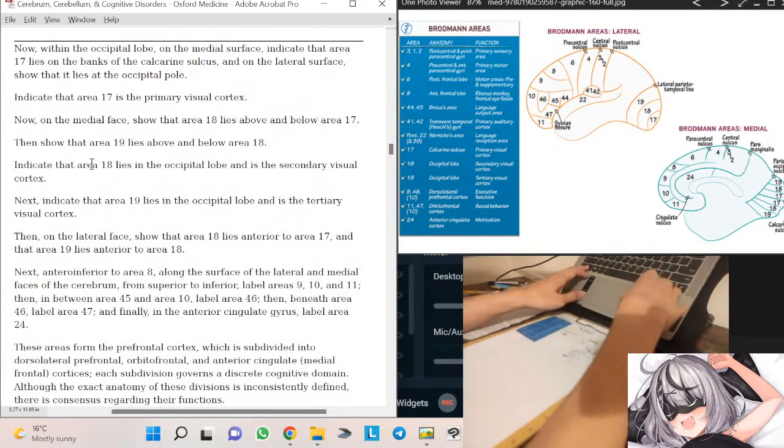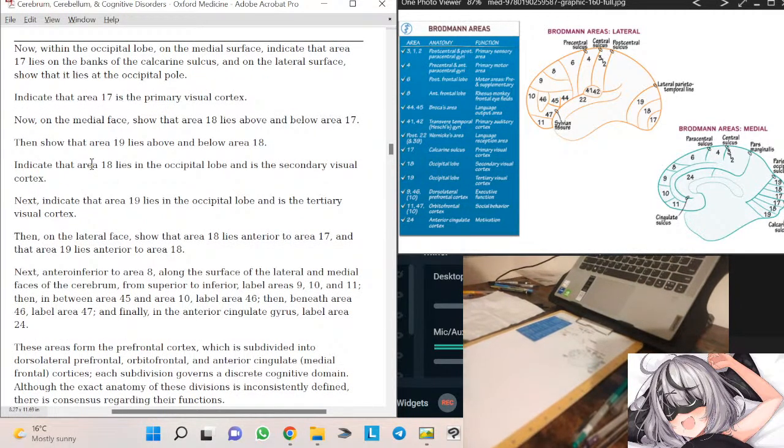Indicate that in the posterior region of area 22 and area 39, the angular gyrus, lies Wernicke's area, the language reception area. Now within the occipital lobe on the medial surface, indicate that area 17 lies on the banks of the calcarine sulcus. And on the lateral surface, show that it lies at the occipital pole. Indicate that area 17 is the primary visual cortex.